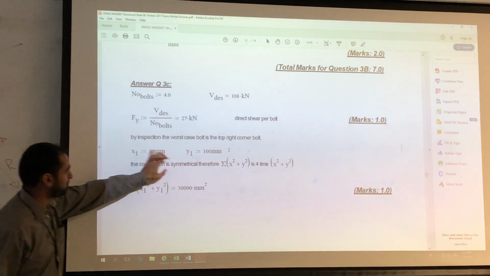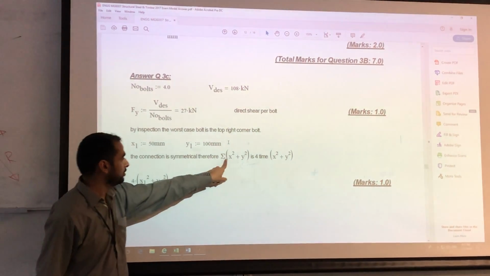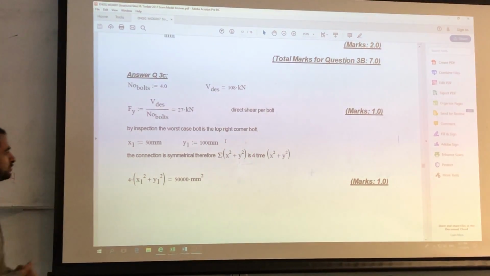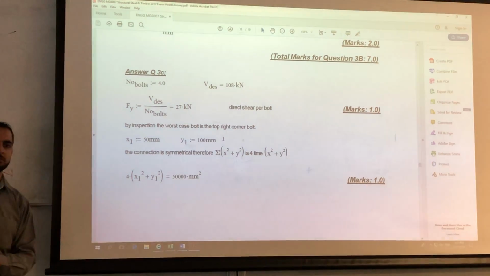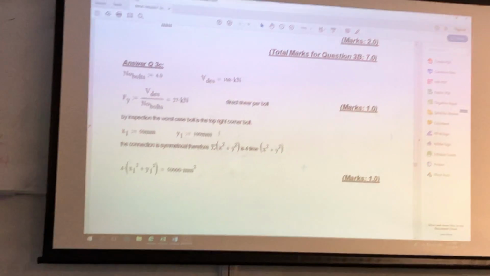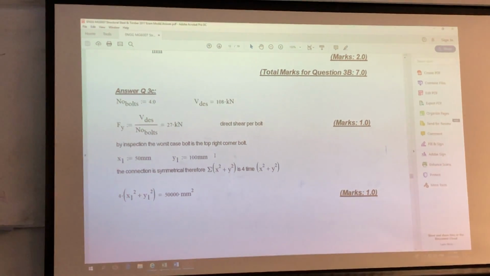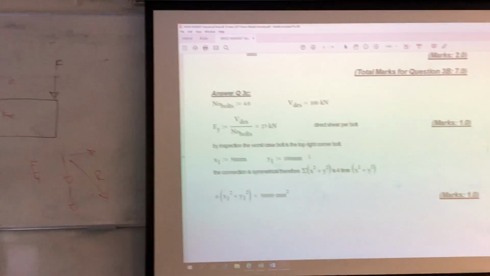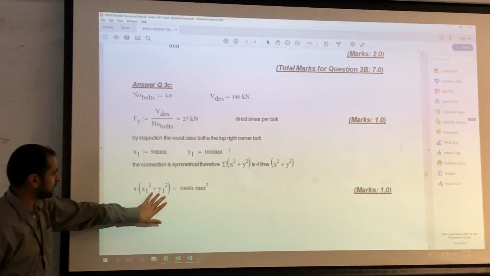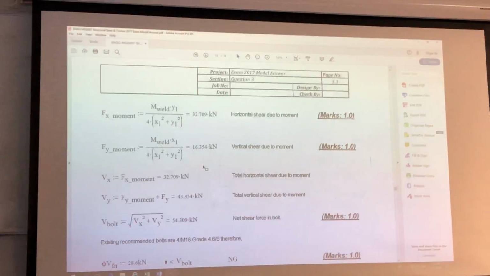So see there's the formula. The connection is symmetrical, therefore sigma of x squared plus y squared is equal to 4 times x squared plus y squared. So x squared is x1 squared, y squared is y1 squared, because it's all symmetric on all 4 sides. If not, again you just add them individually for all of them. 4 times x1 squared plus y1 squared is equal to this much. And then we go to the next.